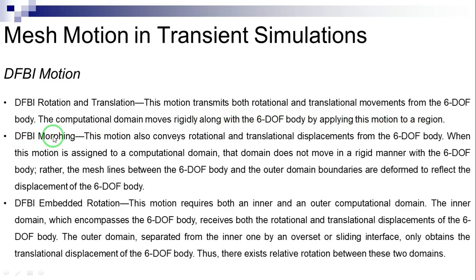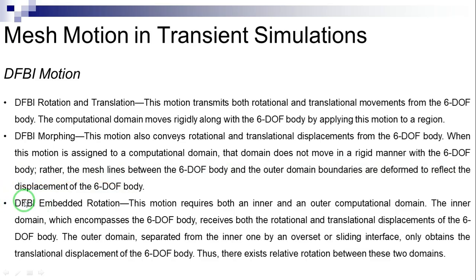DFBI morphing: this motion also conveys rotational and translational displacements from the 6DOF body. When this motion is assigned to a computational domain, that domain does not move in a rigid manner with the 6DOF body. Rather, the mesh lines between the 6DOF body and the outer domain boundaries are deformed to reflect the displacements of the 6DOF body.